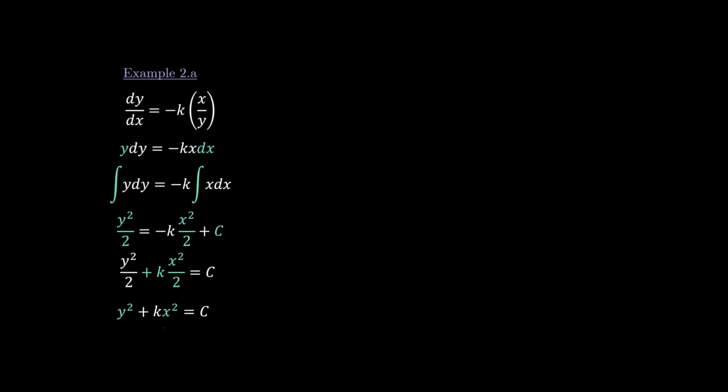More precisely, the equation of an ellipse looks like this: y squared over a of y squared plus x squared over a of x squared equals c. And this becomes apparent when we realize that k here is essentially a of y squared over a of x squared. Okay? And how is this an ellipse?